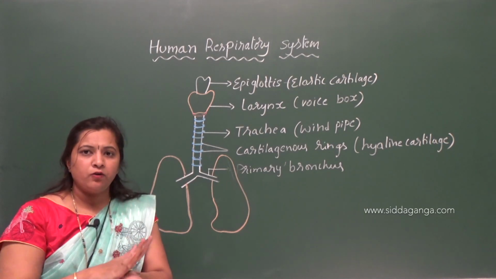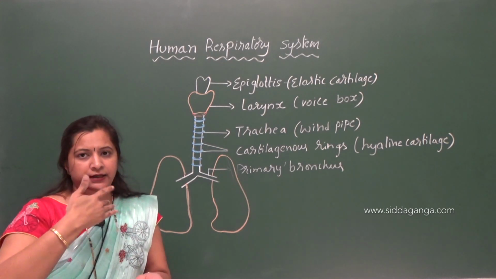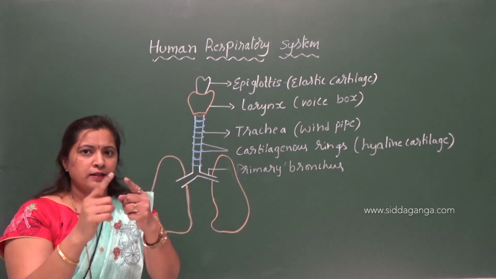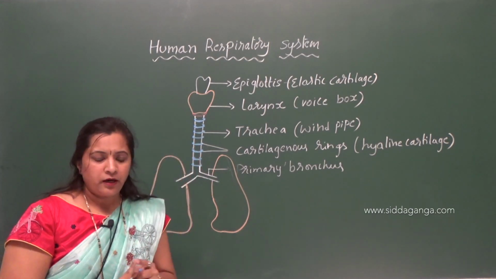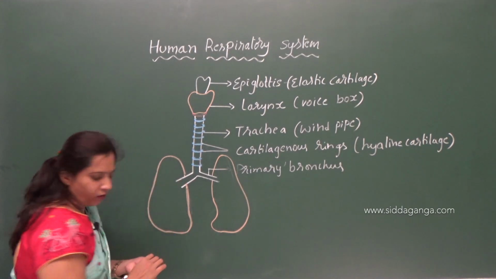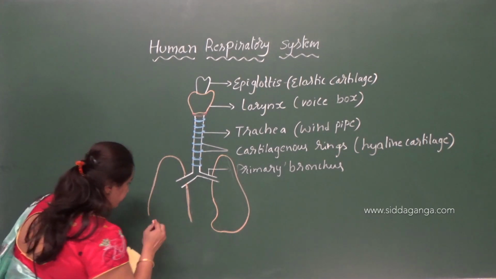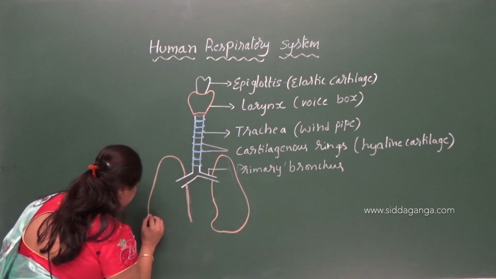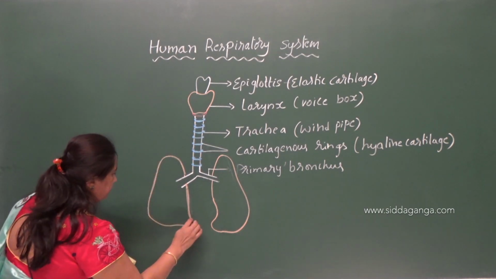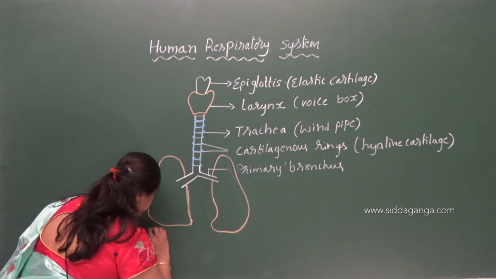The two lungs are located in the thoracic cavity. See the thoracic cavity, it is formed by the sternum, the breastbone, on the ventral side in the front, and on the back side there is the vertebral column, and on the lateral sides the ribs. And on the lower side there is the diaphragm. So the thoracic cavity on its lower side has the diaphragm. Okay, so this is the diaphragm.